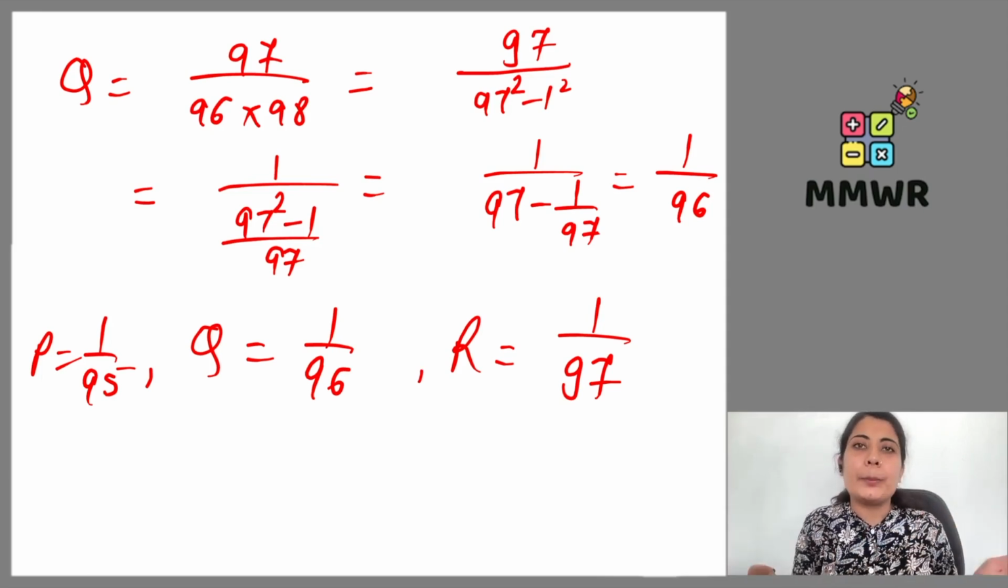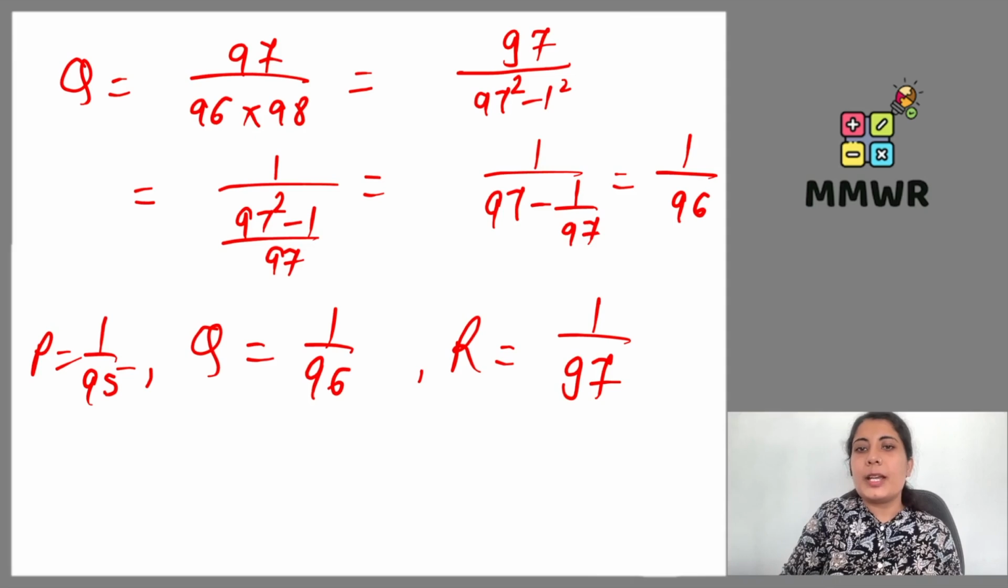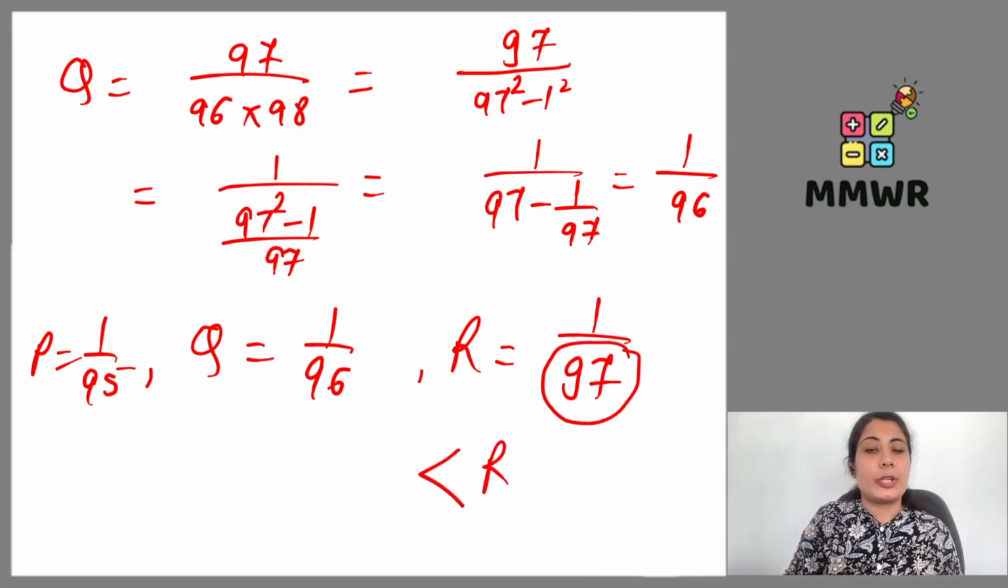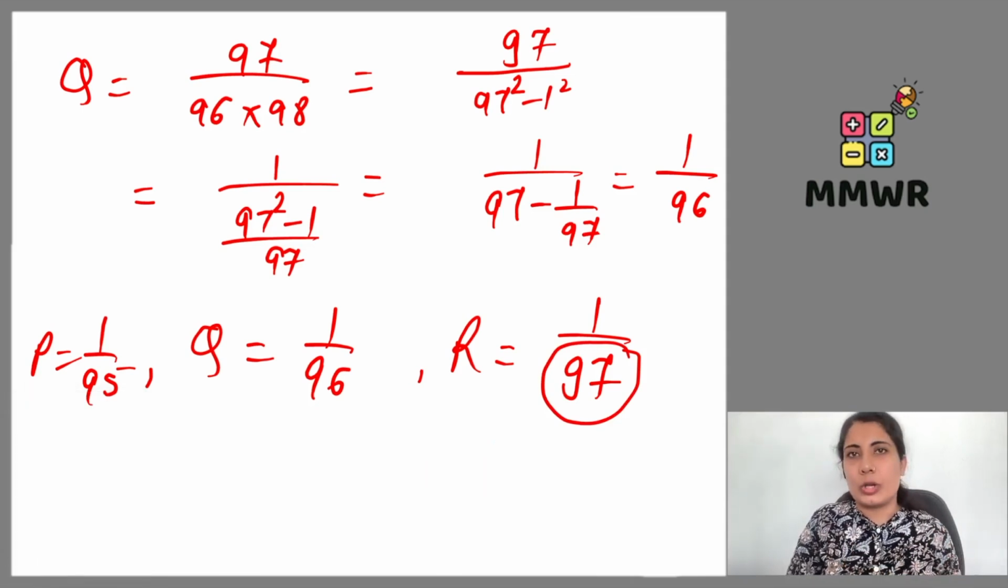Now we can easily compare, क्योंकि सब जगह न्यूमरेटर सेम है, तो जो डिनोमिनेटर बड़ा है वो फ्रैक्शन छोटा है. Look, this is the bigger denominator. That means R is the biggest, sorry, R is the smallest fraction. Among all, R is the smallest one.